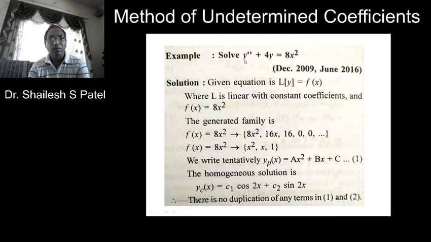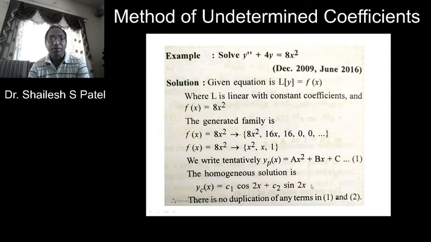The homogeneous solution is obtained very easily. The auxiliary equation is m square plus 4 equal to 0. So m equal to plus or minus 2i. So complex roots are there. So y_c(x) equal to c1 cos 2x plus c2 sin 2x.